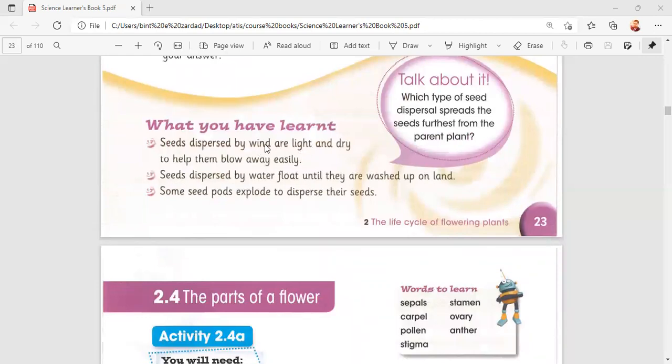Summary for lesson 2.3. Seeds dispersed by wind are light and dry to help them blow away easily from the parent plant. Seeds dispersed by water float until they are washed up on land. Some seed pods explode to disperse their seeds by the explosion method.